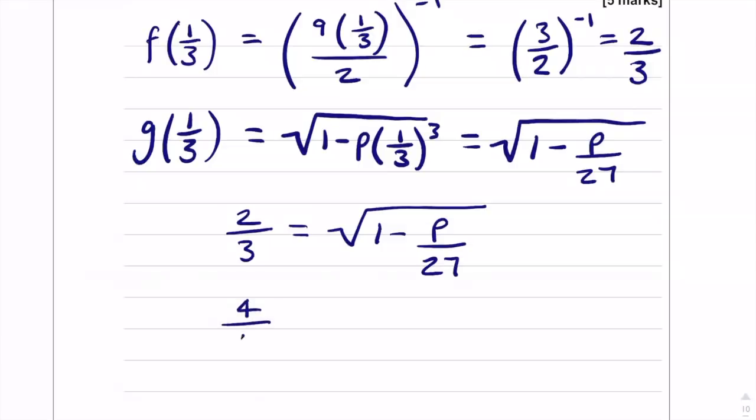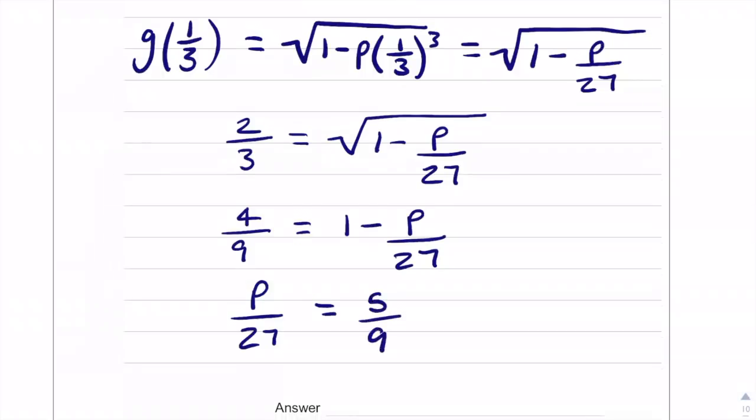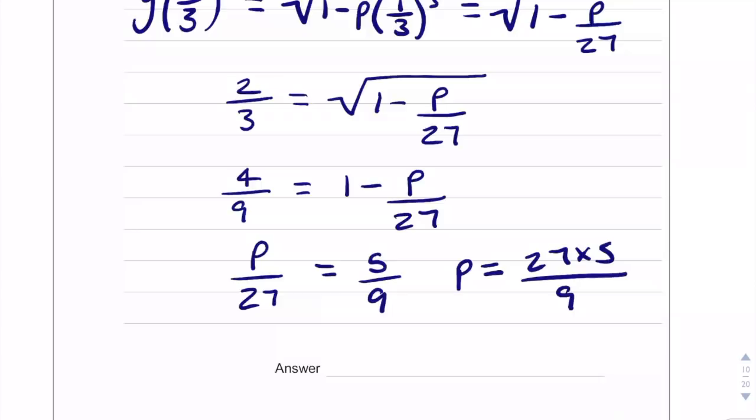If we square both sides, we get rid of the square root. So we get 4 over 9 is equal to 1 minus p over 27. And then we get p over 27 is equal to 1 minus 4 over 9, which is 5 over 9. So to work out p, we need to multiply both sides by 27. So we get p equals 27 times 5 divided by 9. Well, the easiest way in going about this is saying that 27 divided by 9 is 3, so we're doing p equals 5 times 3. Well, that's 15. So our final answer is 15.